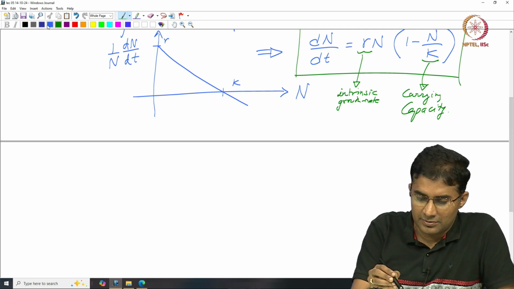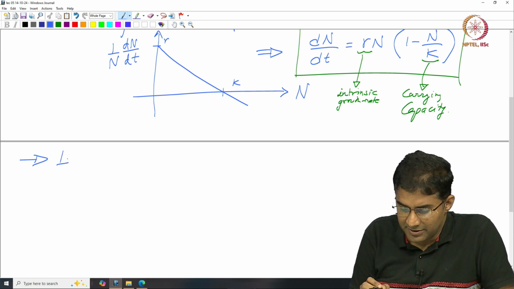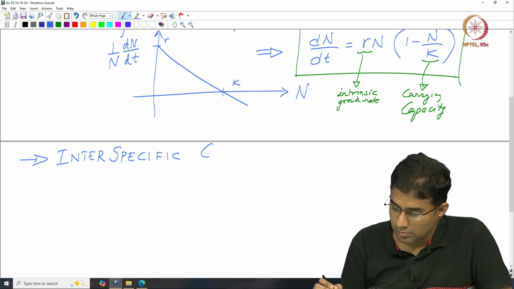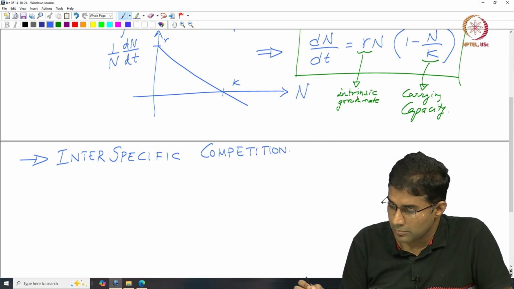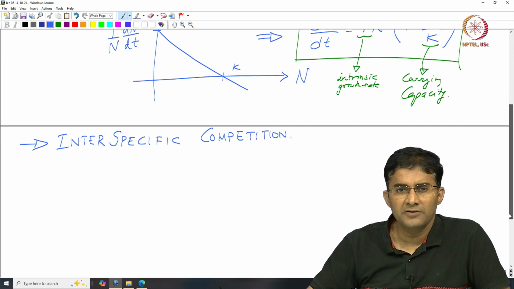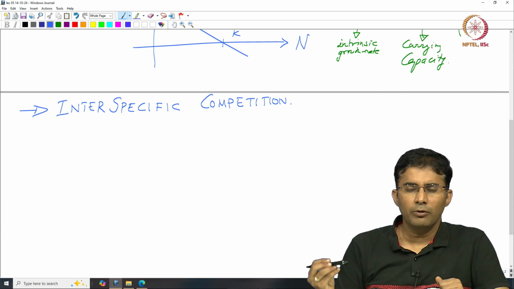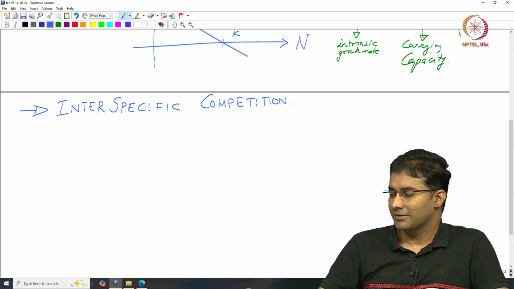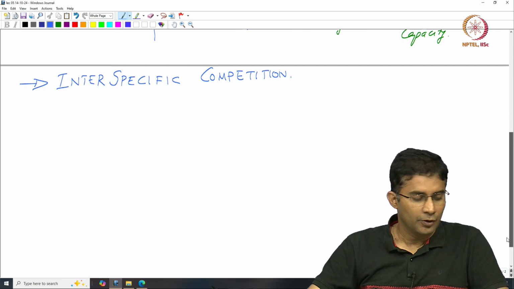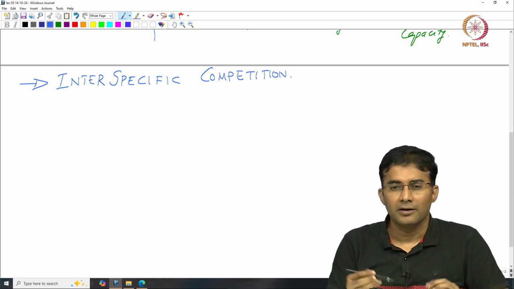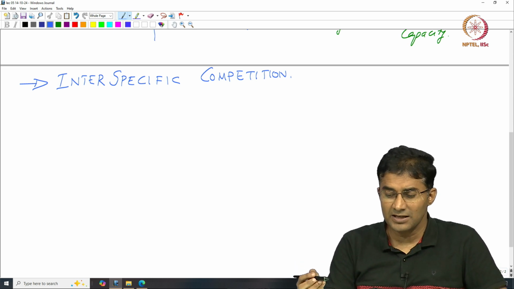That leads us to inter-specific competition. Of course, inter-specific competition often acts on top of intra-specific competition. So, how can we mathematically express inter-specific competition? We shall start with the basic assumption that there are two species that we are going to consider.